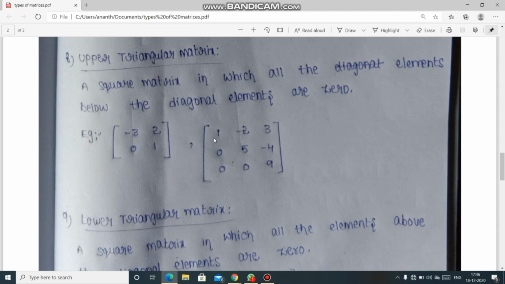Another example, 1 -2 3, 0 5 -4, 0 0 9. So it is a 3 by 3 matrix and also a square matrix in which the elements below the diagonal elements are 0. Here 1, 5, 9 are diagonal elements and below the diagonal elements are 0. So it is an upper triangular matrix.